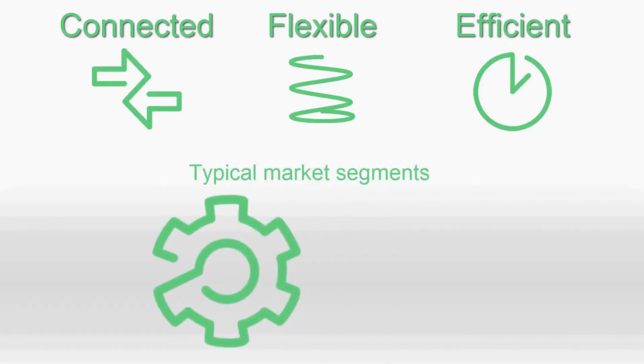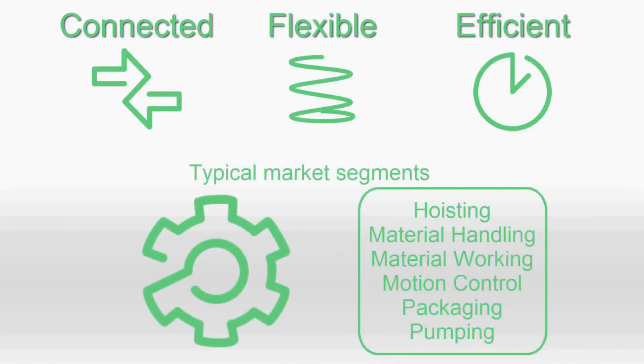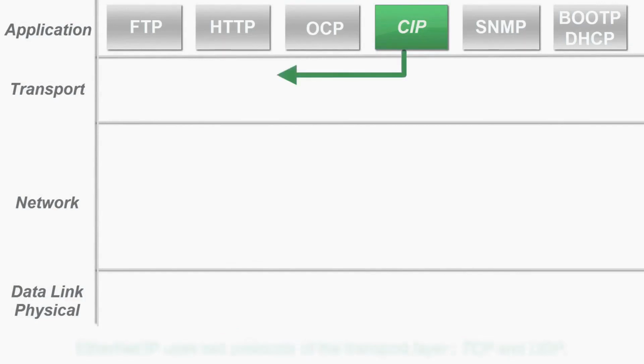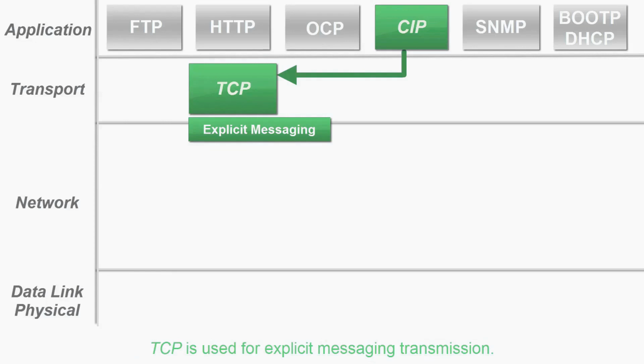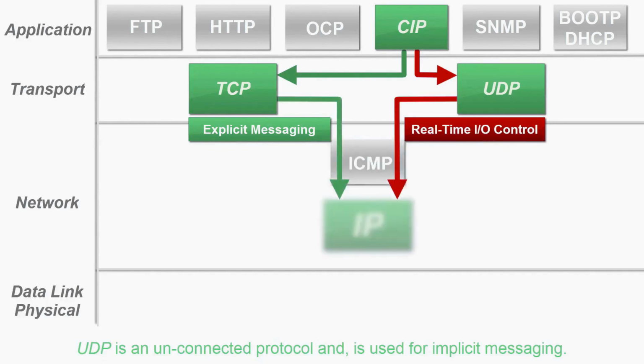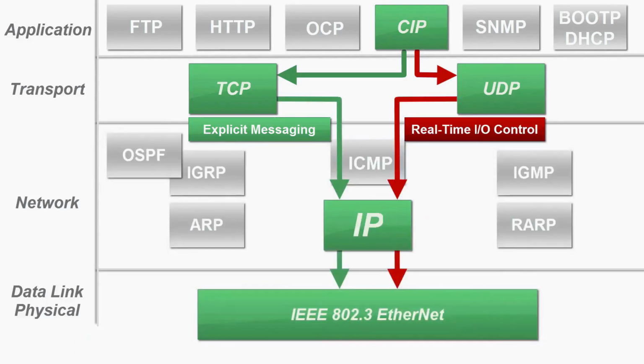With SoMachine you can use the Ethernet IP in several market segments. Ethernet IP uses two protocols of the transport layer, TCP and UDP. TCP is used for explicit messaging transmission. The UDP protocol is an unconnected protocol and is used for implicit messaging.